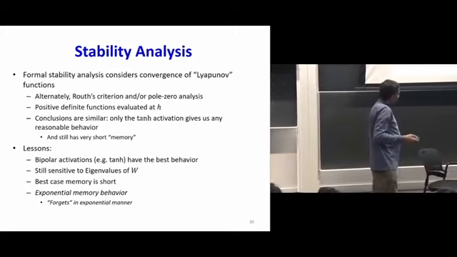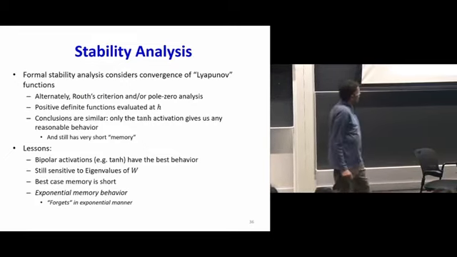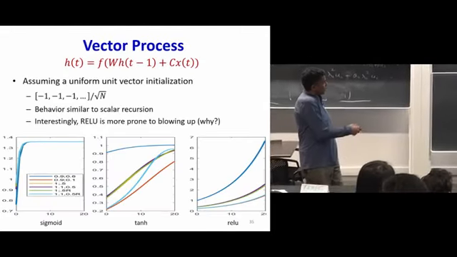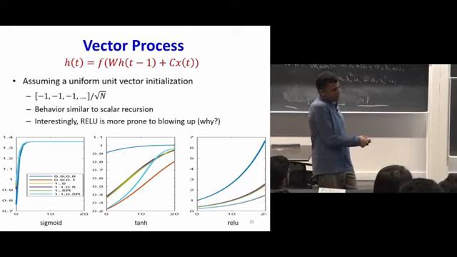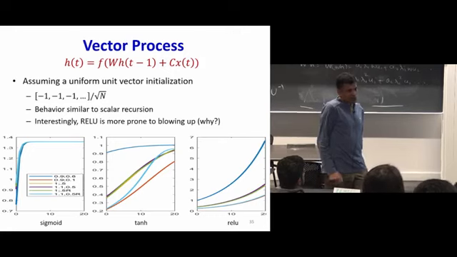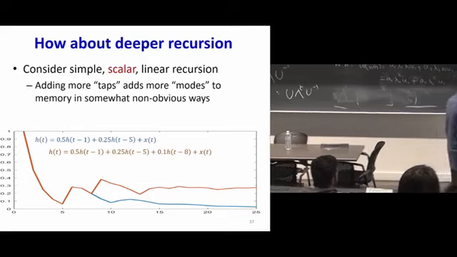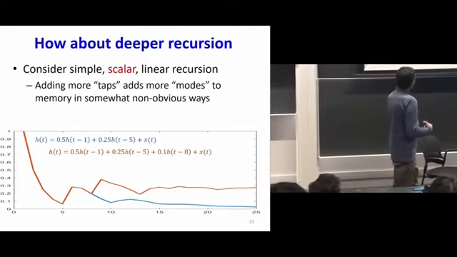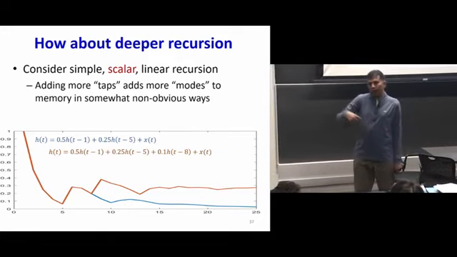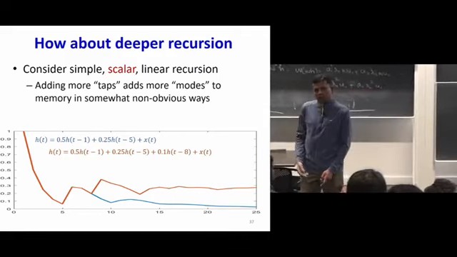And even then, it's going to be sensitive to the eigenvalues of W. And the best case memory is still short. If you go back over here, these things are not going to remember for arbitrary amounts of time. If your program were 50,000 characters long or 10,000 characters long, it's not going to remember to close the parenthesis that it has opened. Right? So how about deeper recursion? In everything that we've considered, we've just looked at one time step in the past. What would happen if you looked further into the past, into more time steps?